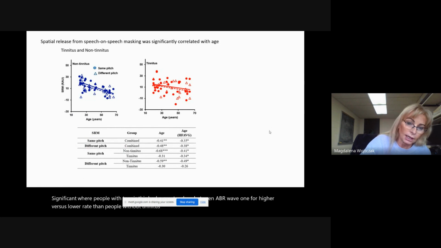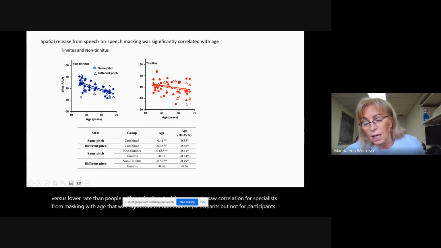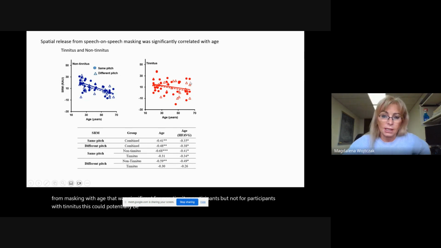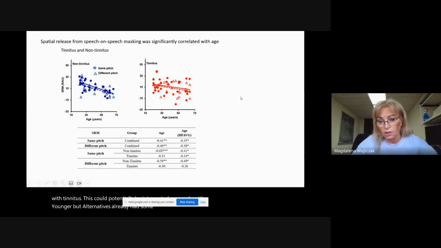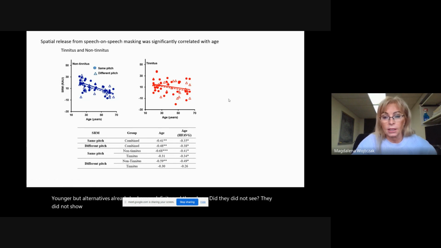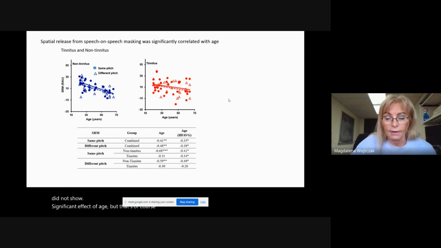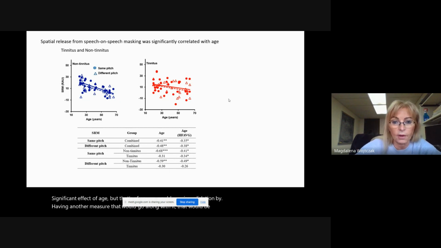And we again saw a correlation of spatial release from masking with age. That was significant for non-tinnitus participants, but not for participants with tinnitus. This could potentially be interpreted as people who are even younger but had tinnitus already had some deficits, and so they did not show a significant effect of age. But that, of course, would require validation by having another measure that would be representative of synaptopathy.